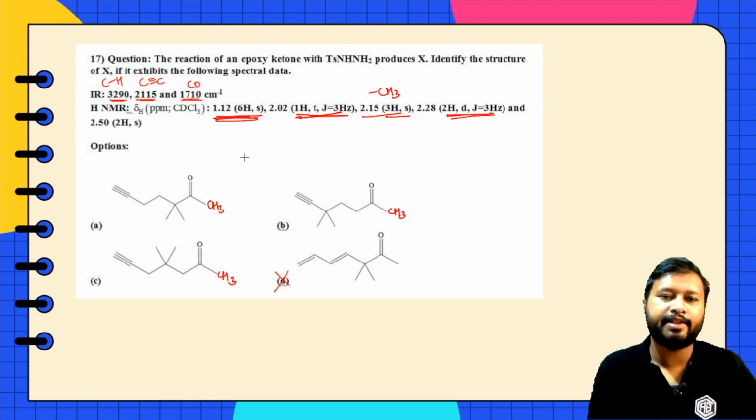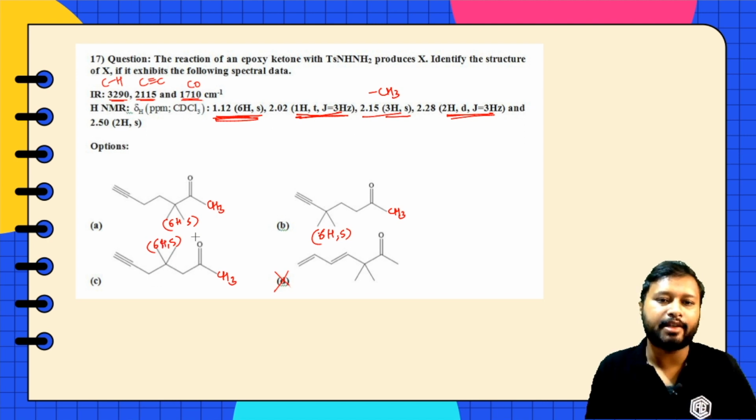Okay, so let's start assigning it. This 6 hydrogen singlet is because of this methyl group. Let me write down here: 6 hydrogen singlet. I'm not writing the chemical shift, but yes, 6. Since all of these are our probable answers, I'm just writing 6 hydrogen singlet in front of all of them.